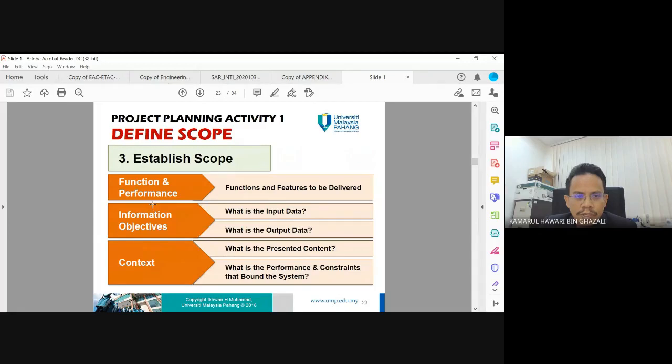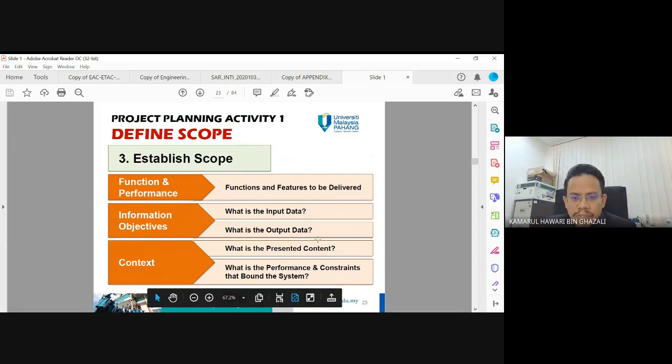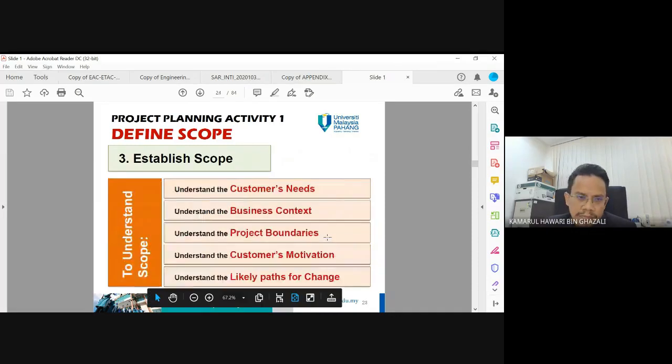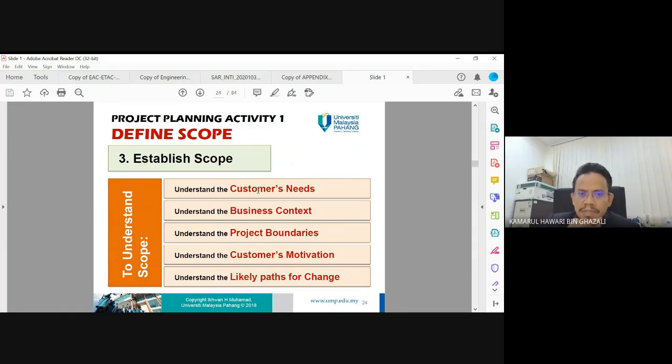The scope can be established based on the function and performance, functions and features to be delivered. What is the input data? What is the output data? What is the presented content? What is the performance and constraint that bound the system? To understand the scope, you have to understand the customer needs. This is sometimes very difficult.